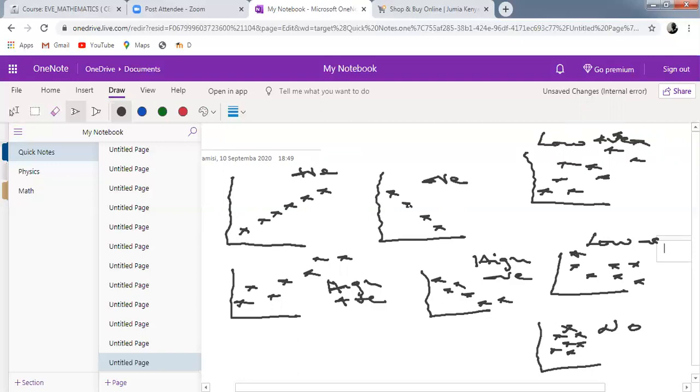So I will stop there for today. When we meet in our next class, we shall move to the next method of calculating correlation, which is the correlation coefficient. Thank you very much.